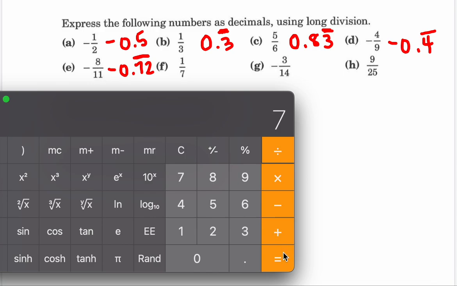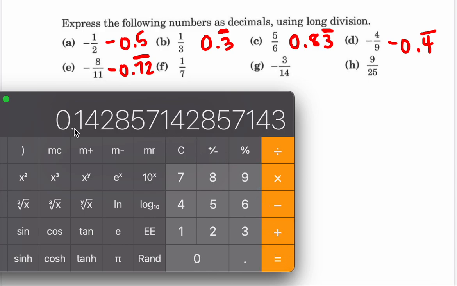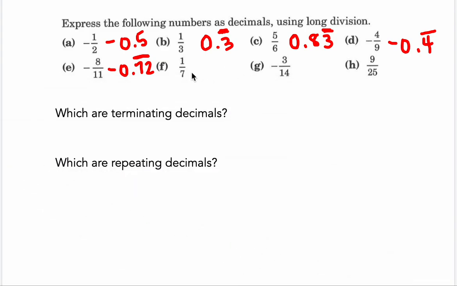All right, next one, 1/7. 1 divided by 7. I get 0.14285714. Okay, so it looks like 1, 4, 2, 8, 5, 7 is what's repeating. Wow, that's a lot of numbers to be repeating. So 0.1, 4, 2, 8, 5, 7. All of that is repeating.